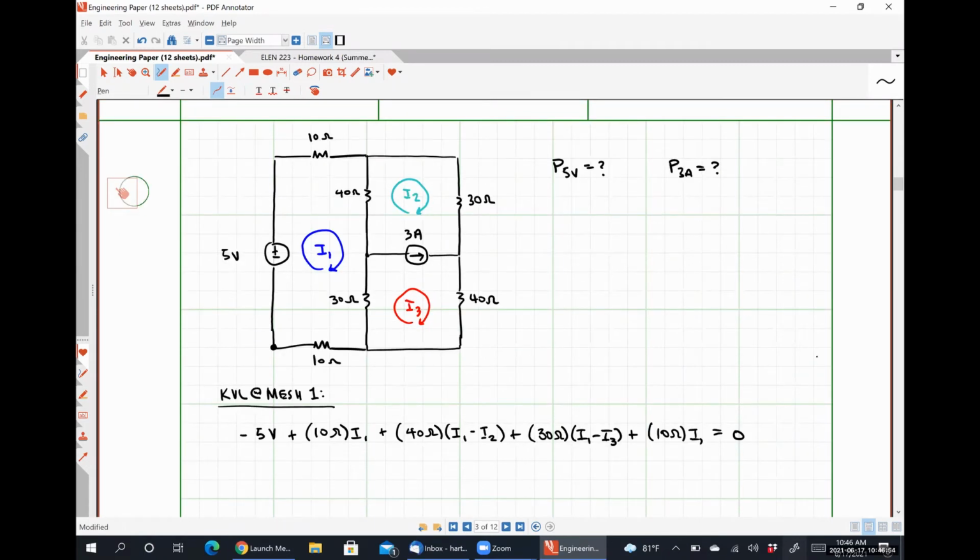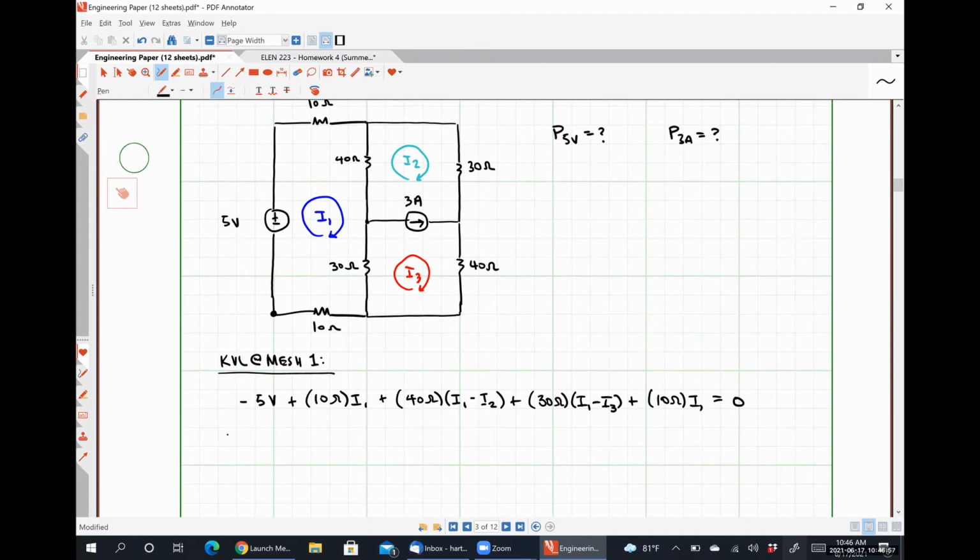So when we do KVL around mesh 2, we are going to run into a problem. Let me explain what I mean. If we start at the bottom left-hand corner, the first thing we're going to see is our 40 ohm resistor, and a total current of I2 minus I1 is going to pass through it. Nothing difficult there. Then we see our 30 ohm resistor, and the only mesh current passing through it is I2. Then we see a current source, right?